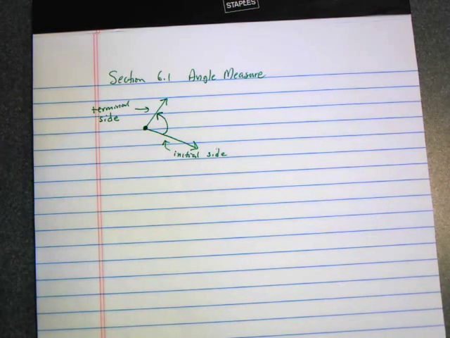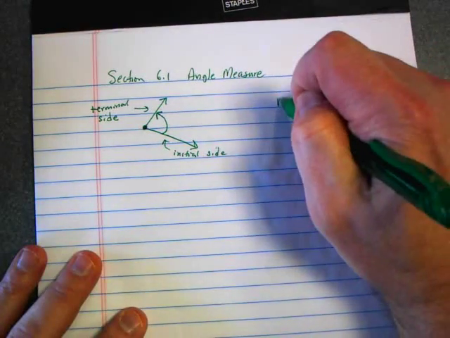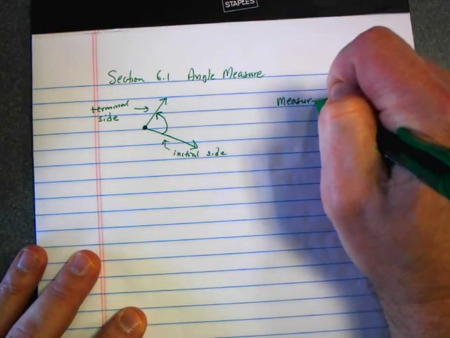There are two different systems. Actually, there's three different systems, but we're only going to do two in this class. There are two different systems that we are going to use to measure angles. What are the two systems called? Somebody already mentioned one of them today. Degrees. And the other is radians.